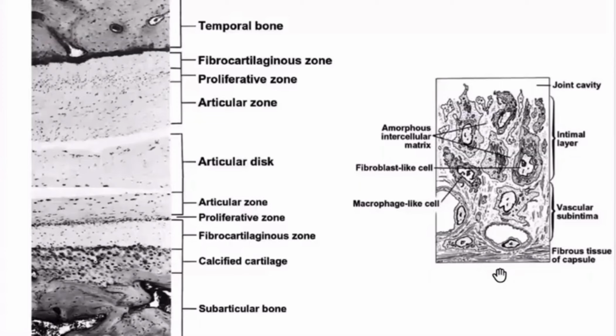Very beautiful, in between these cells we have the ground substance. It's filled with ground substance. The flat ones are the fibroblast-like cells, and the more rounded ones are the macrophage-like cells. In the subintimal layer, you find fenestrated blood capillaries.